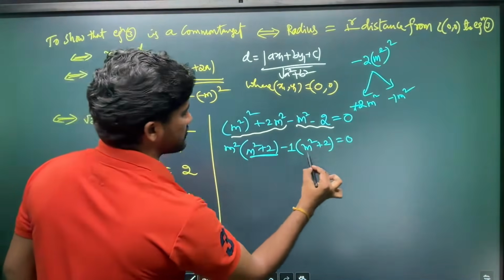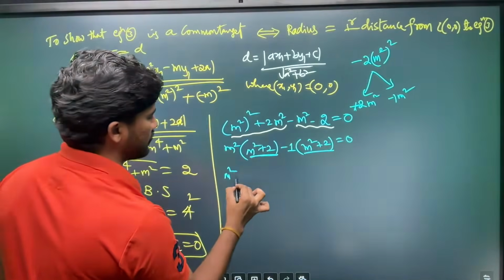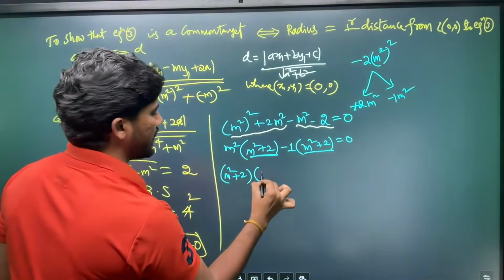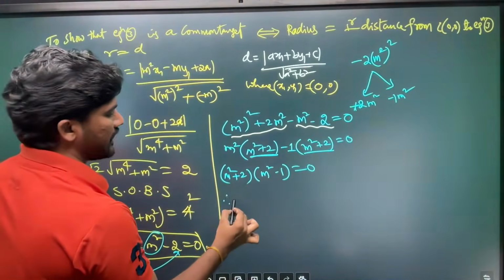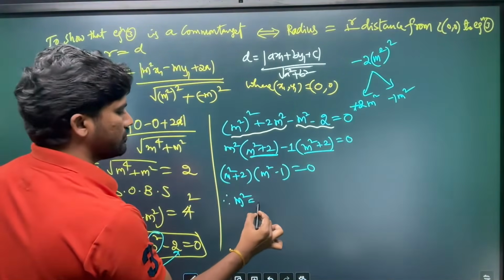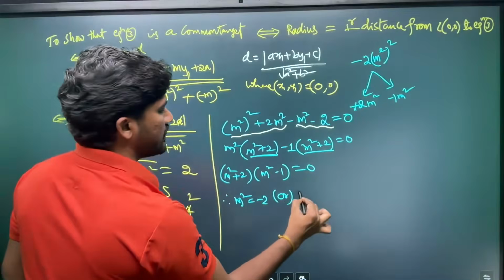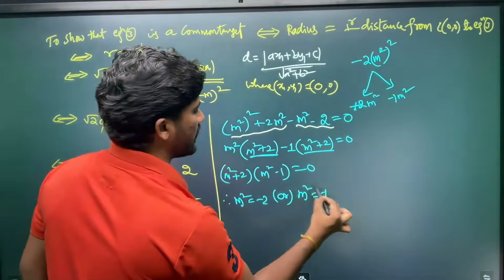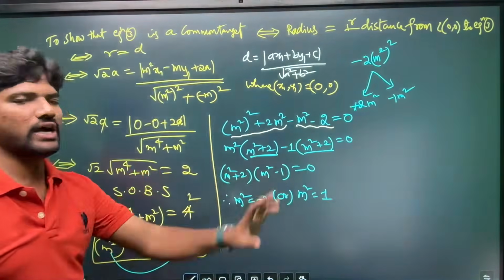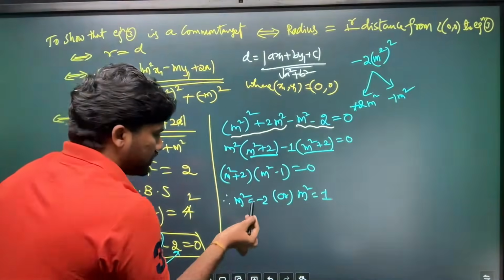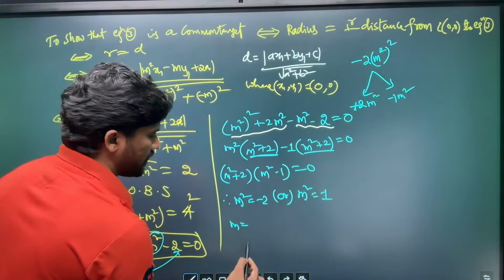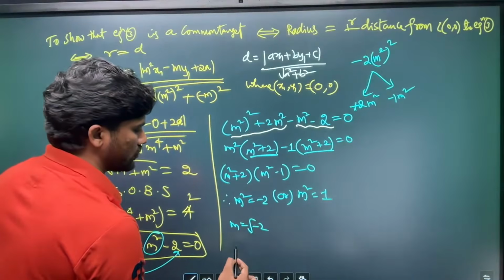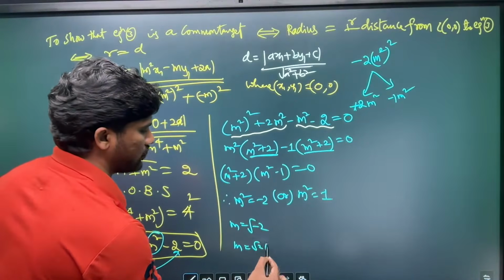Again we can take m square plus 2 common from that equation, then the remaining values are m square minus 1 equal to 0. So finally we can write m square equal to minus 2 or m square equal to 1, when you take these two values individually equal to 0. So m square equal to minus 2, m is equal to root minus 2, which gives root i.